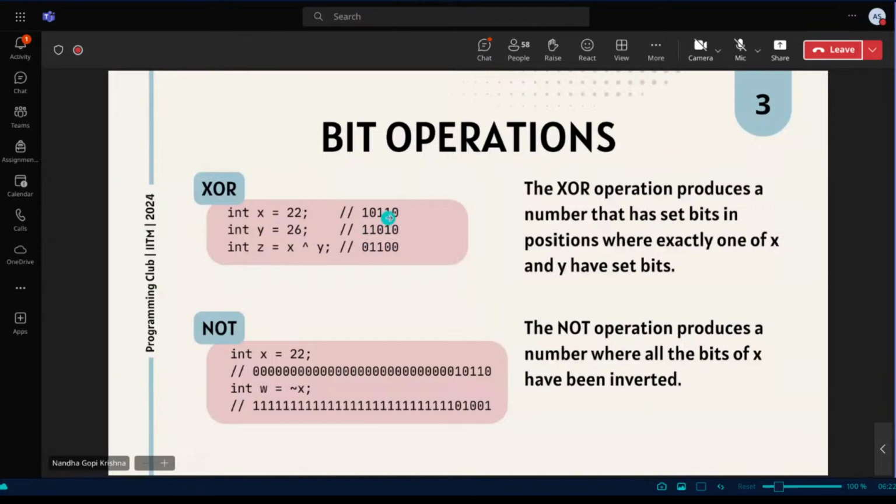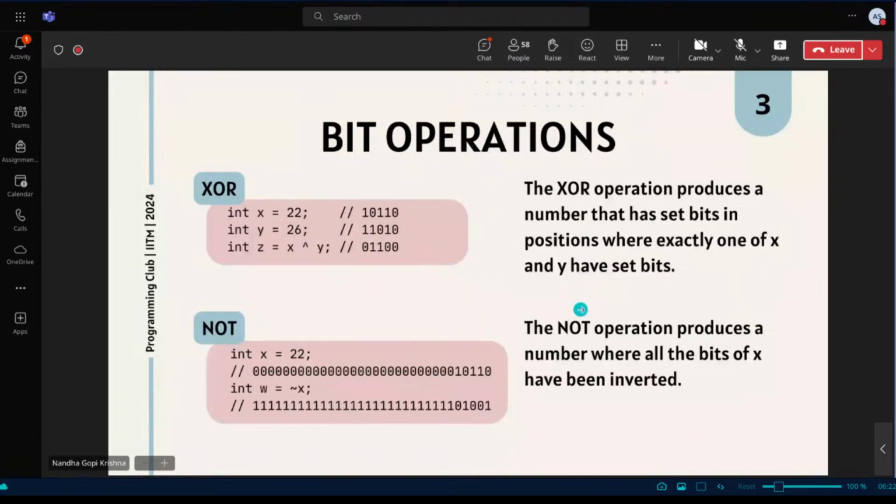As you can see in this example, with 0 0 we get 0. With 1 1 also we get 0 since both the inputs are same. With the 1 0 we get 1. With 0 1 we get 1, and with 1 1 we get 0 since 1 and 1 are same. I hope XOR is clear. Moving on to the NOT operation.